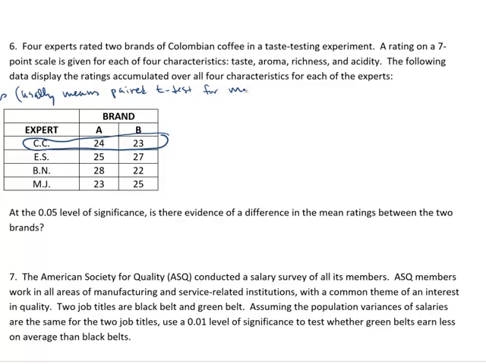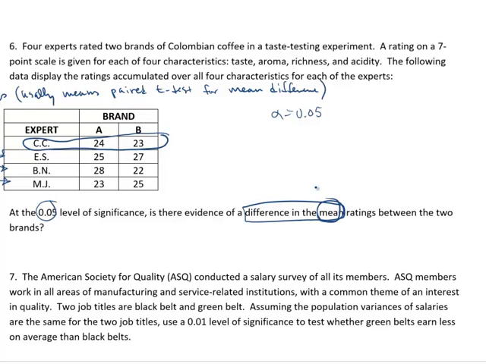For mean difference. Since I've got row labels, and you can see that there's a row label on each one of the rows. So the question asks, with this data, at the 0.05 level of significance, we have alpha. Is there evidence of a difference in the mean ratings between the 2 brands?